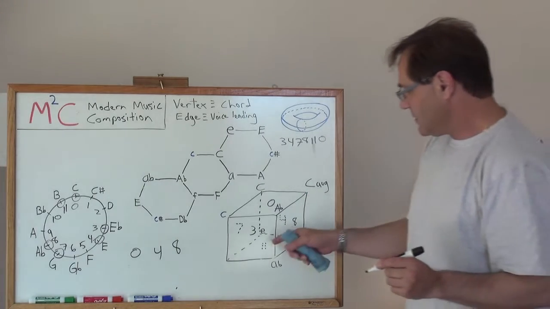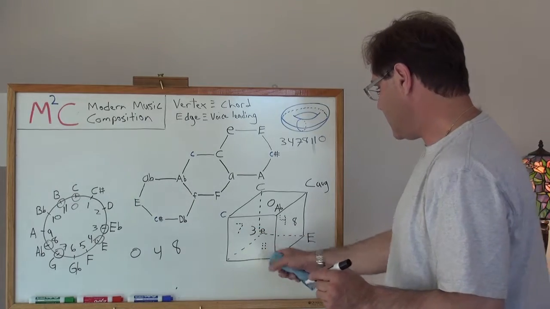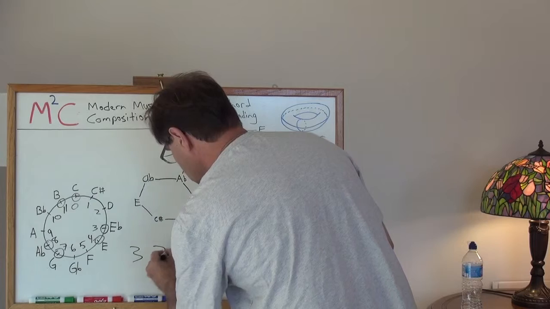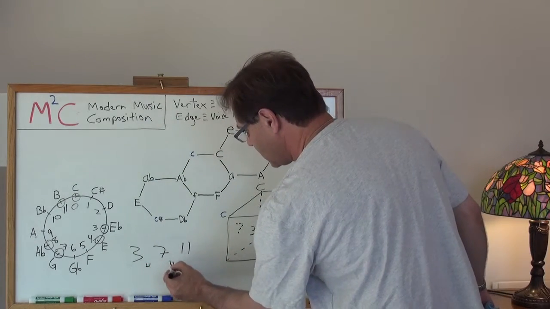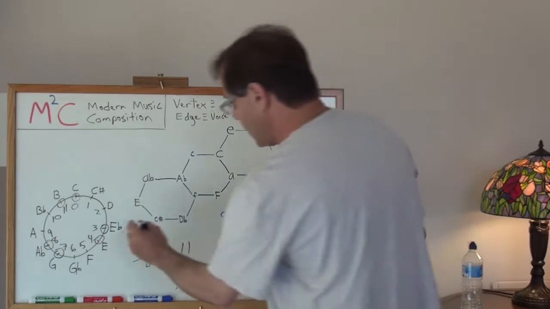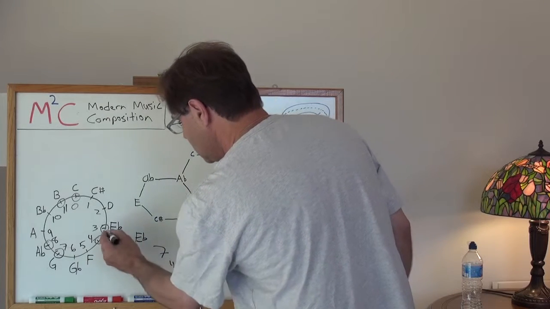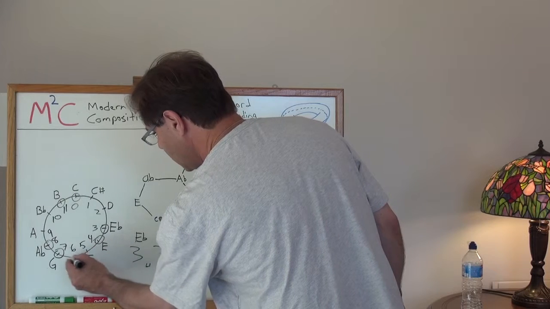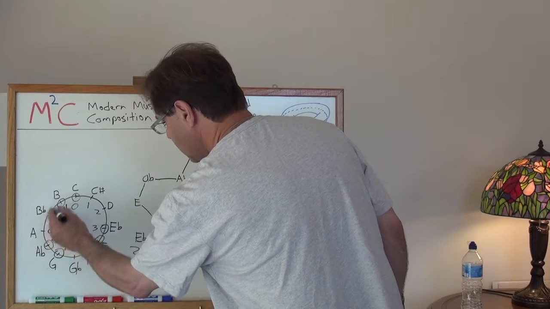Okay. Let's do our last guy. 3, 7, and 11. Oh, another augmented triad, right? 4 semitones, 4 semitones. Okay, we've got E flat, G, B.